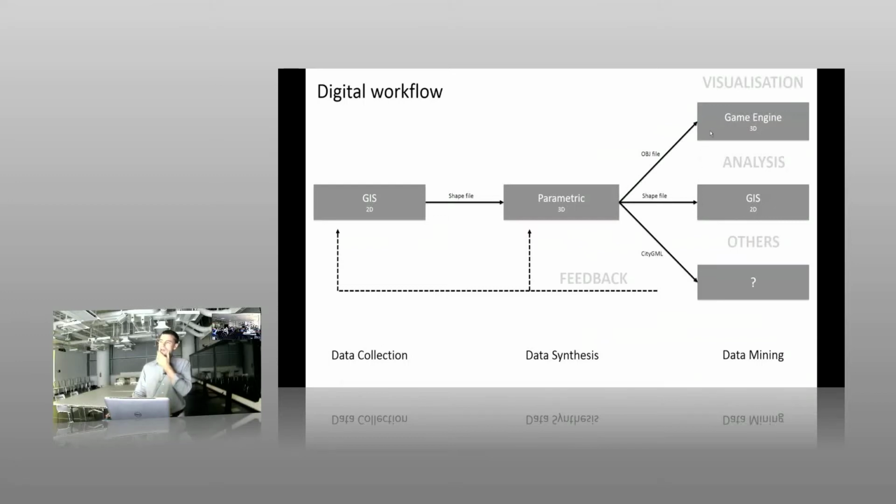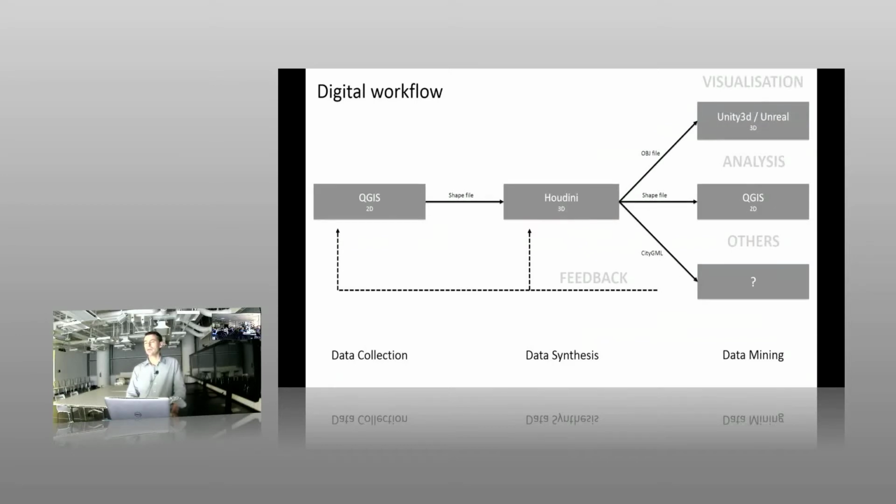The first one is to take it into game engine environments where you can experience the model in 3D in a more interactive way. The second one is to use GIS again in 2D to analyze the data from the 3D model. And the third one is other types of techniques. So in this lecture, I'm mainly focusing on this middle one, generating the 2D data. So how to go from a 3D model to 2D data.